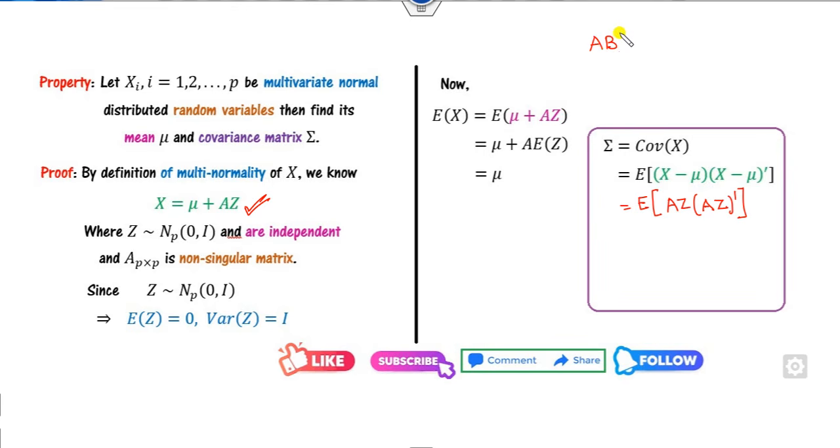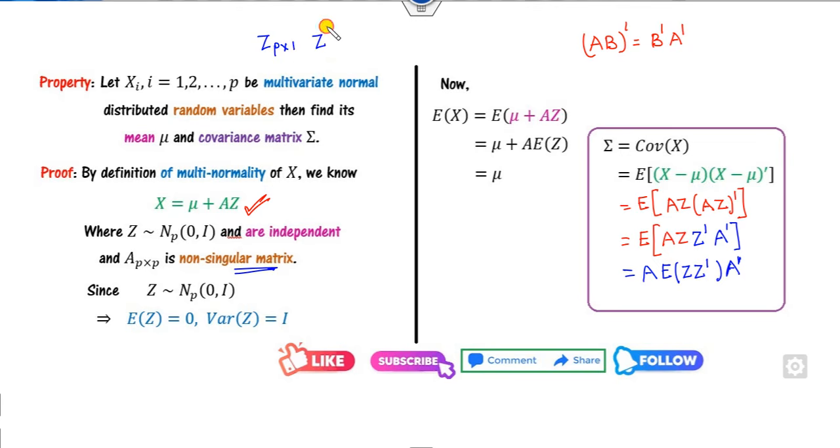What is the property of AB transpose? It is B transpose into A transpose. So this is AZ. What is the transpose of this? Z transpose into A transpose. Now since A is a real non-singular matrix, I can write this as A times expected value of Z into Z transpose. Now since Z is P cross 1, Z transpose is 1 cross P. So if you multiply them, it will be P cross P.